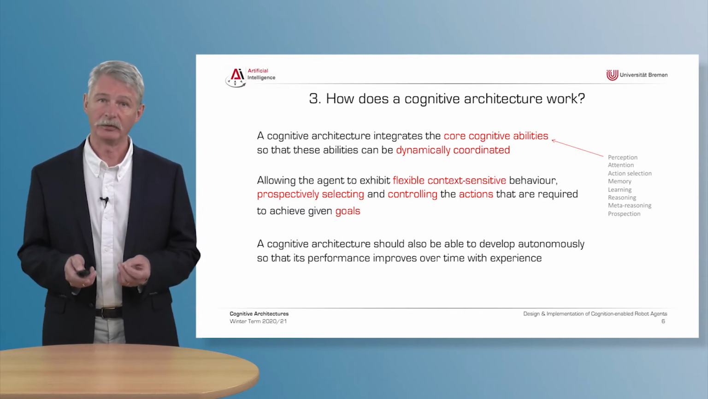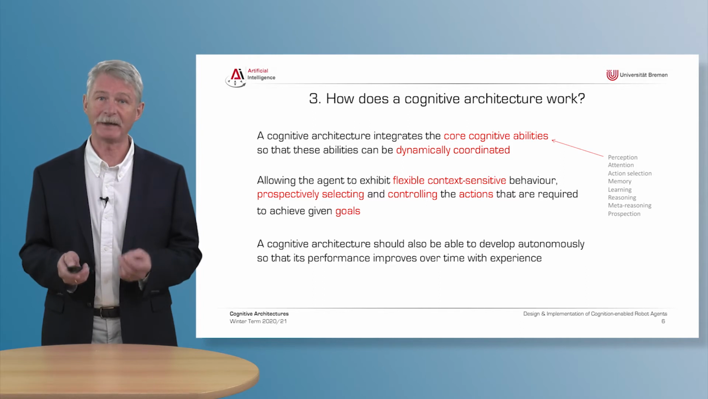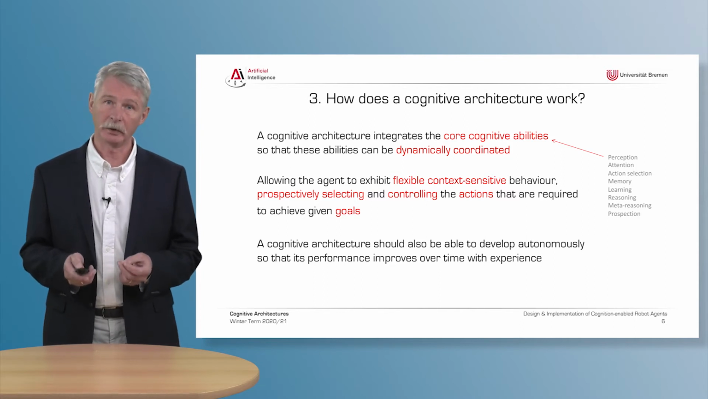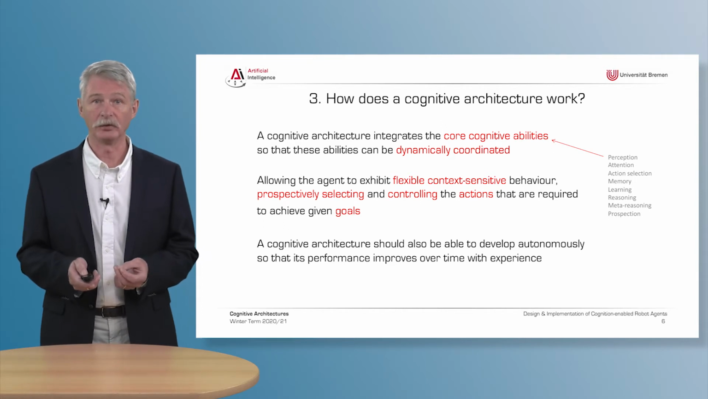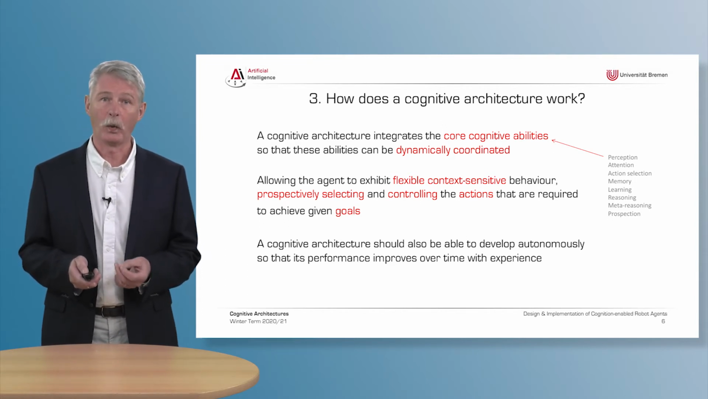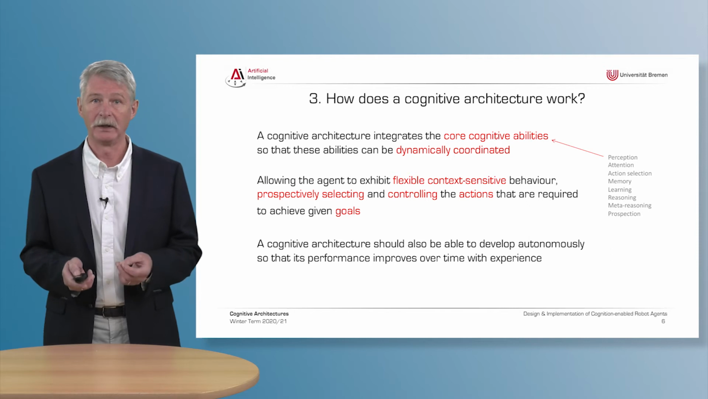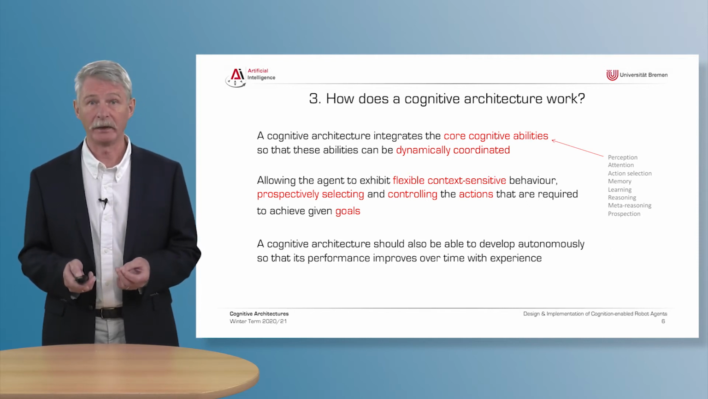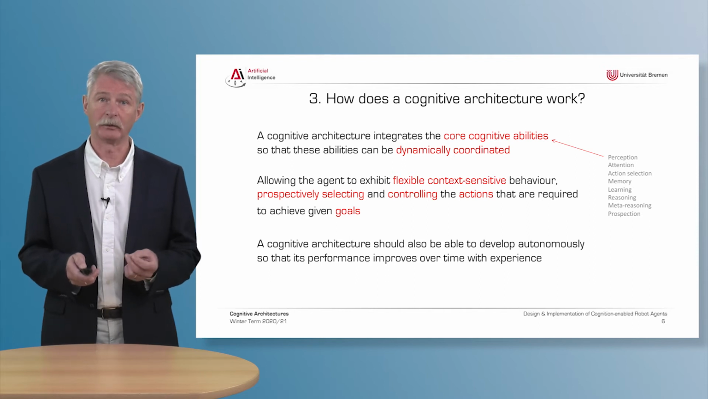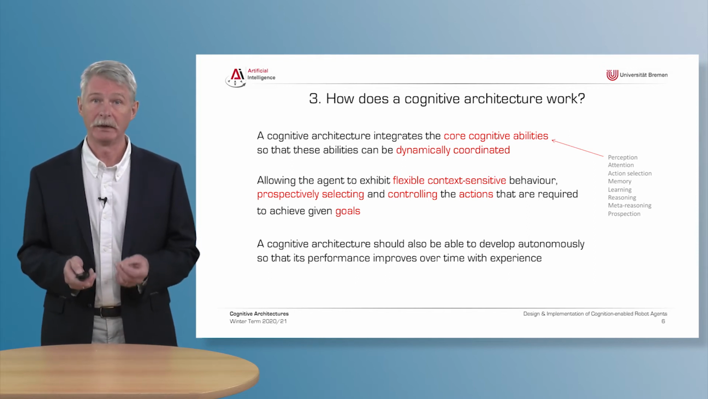This allows for the agent to act or behave in a flexible manner, and to use the current context to guide its behavior. It also allows it to use prospection to identify what it should do to achieve its goals and guide the action as it's doing it. And finally, it should get better at what it does over time. It should develop, and it should do this on its own autonomously.